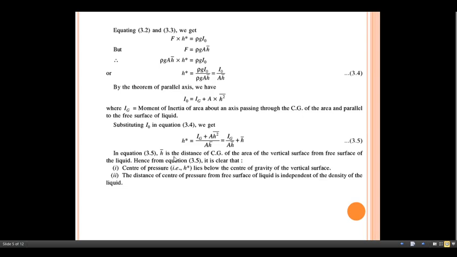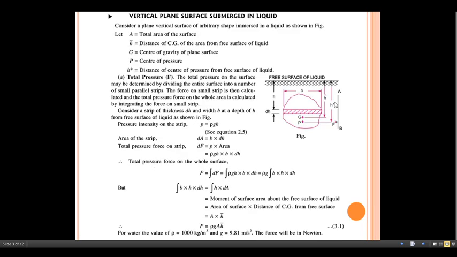In this equation, h bar is the distance of the center of gravity of the area of the vertical surface from the free surface of the liquid. Just see, h bar is the distance of the center of gravity with respect to the surface of the liquid.